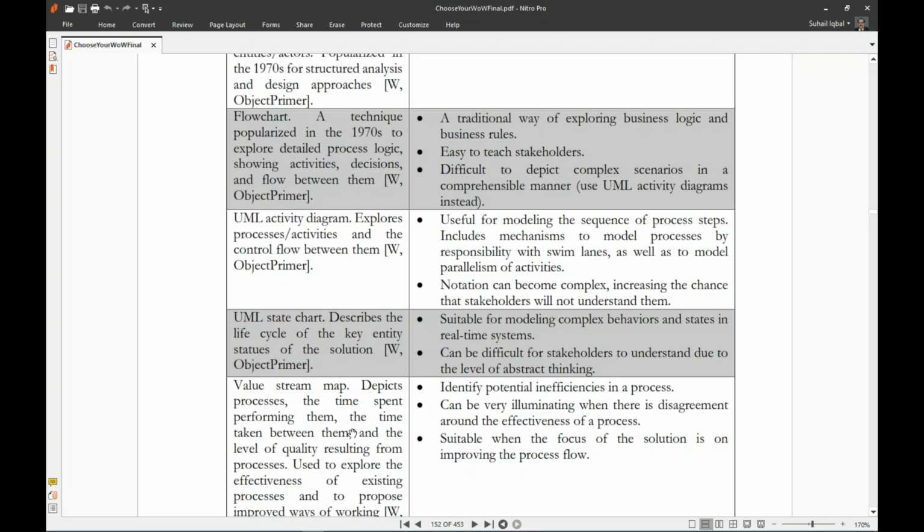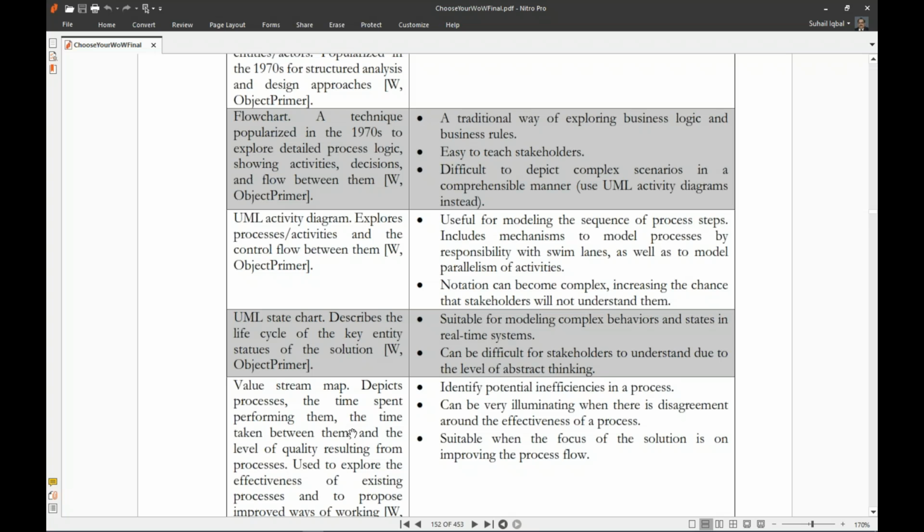Useful for modeling the sequence of process steps, includes mechanism to model processes by responsibility with lanes as well as to model parallelism of activities. Notation can become complex, increasing the chance that stakeholders will not understand them.